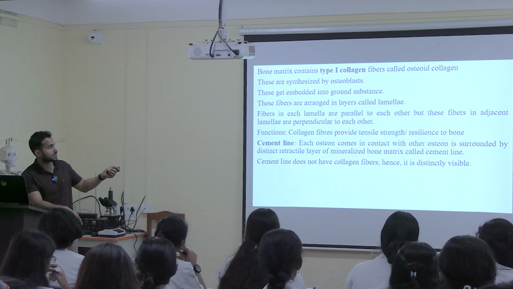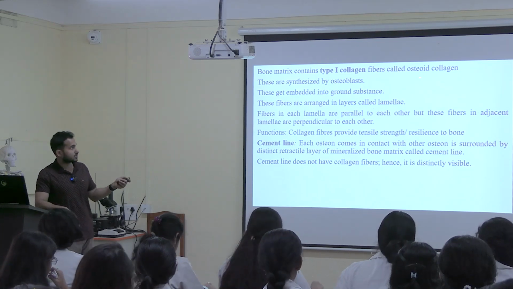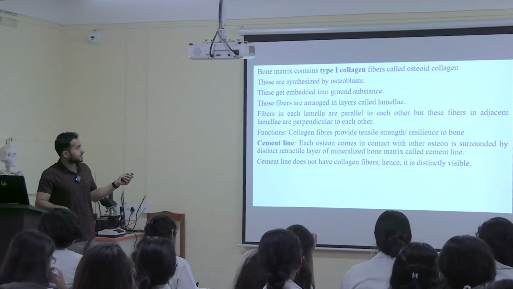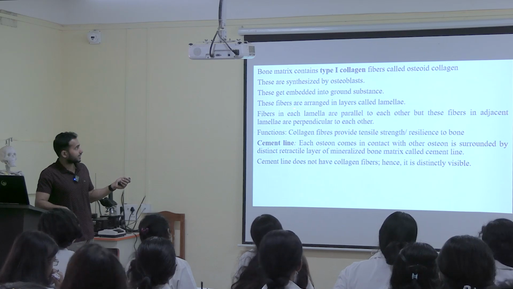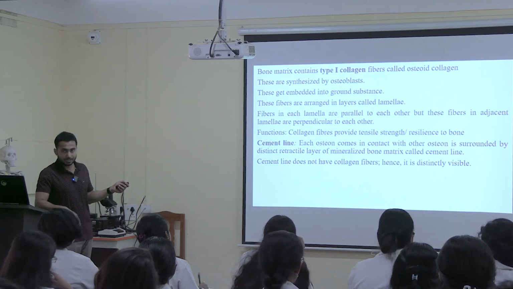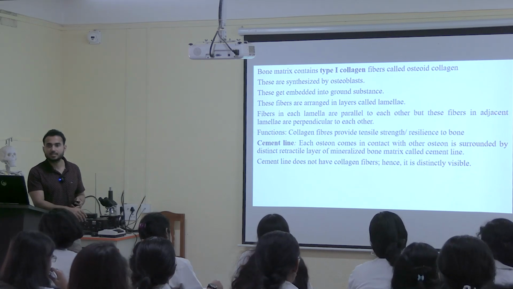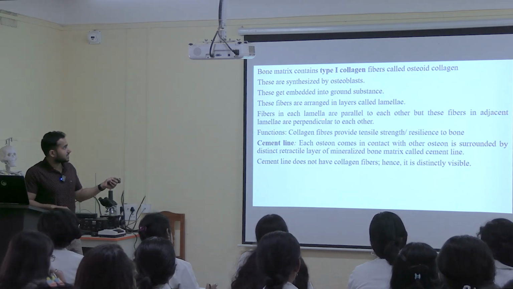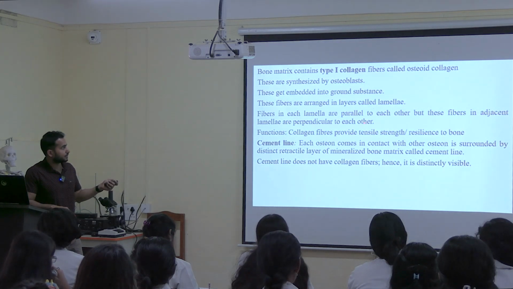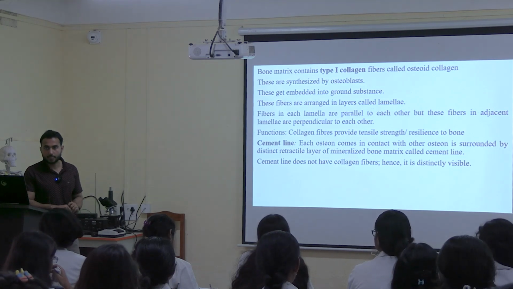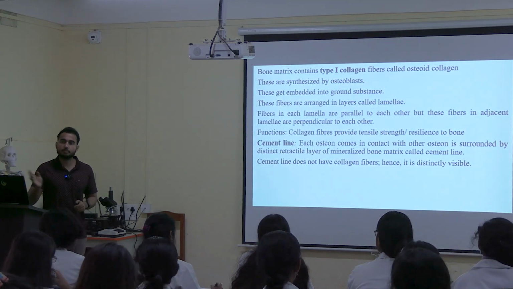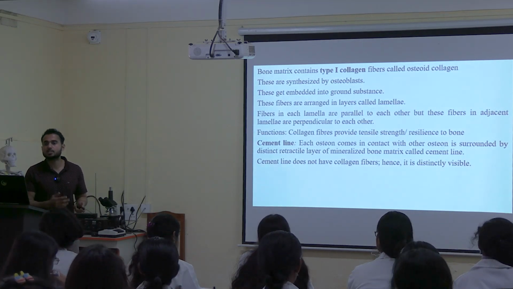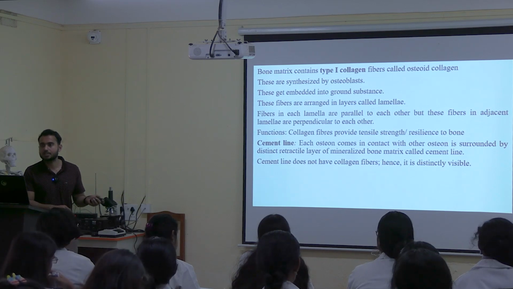Only type 1 collagen fibers are present, and these are also called osteoid collagen. They are synthesized by osteoblasts and embedded in the ground substance. These fibers are arranged in layers of lamellae. Now what is the arrangement? A unique pattern is there. Each lamella is parallel to each other, but the fibers in adjacent lamellae are perpendicular to each other. In one lamella they are parallel, but if you take the adjacent lamella, they will be perpendicular. So that is a unique arrangement of the collagen fibers present in the bone.